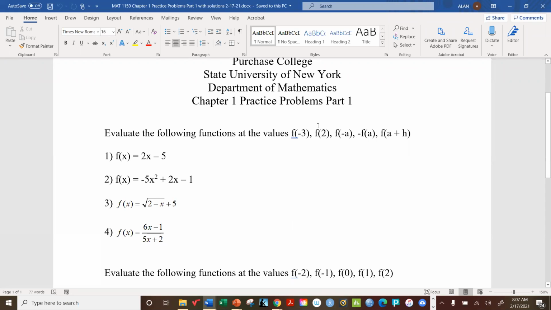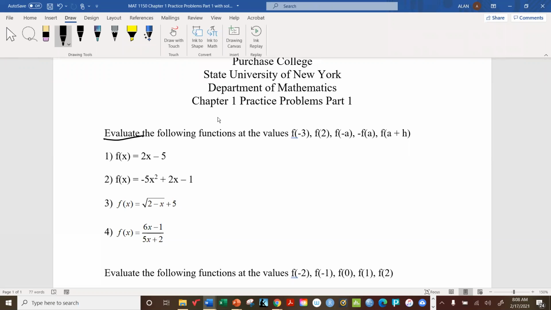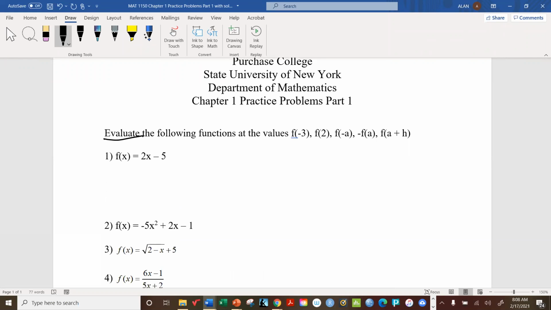All right, so let's take a look at some of these. First of all, when it says to evaluate, the word evaluate means basically plug in a number. So here, for example, the first one is f of -3. What that means is literally wherever you see an x, replace it with -3. All right, so that's all you have to do. And the purpose of doing this is to come up with a specific value rather than a function.